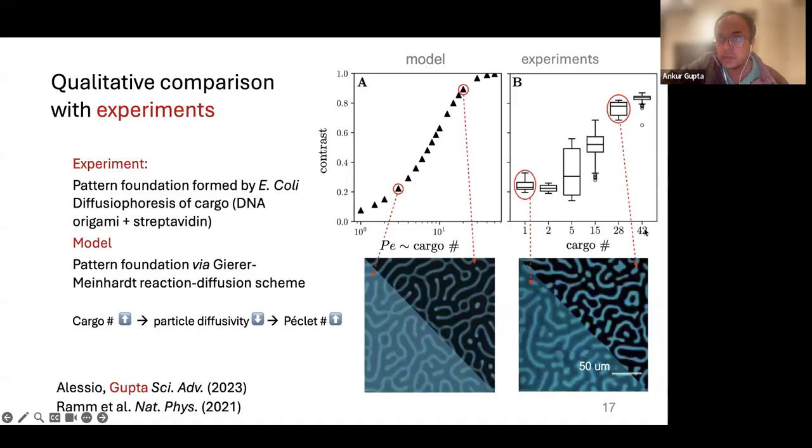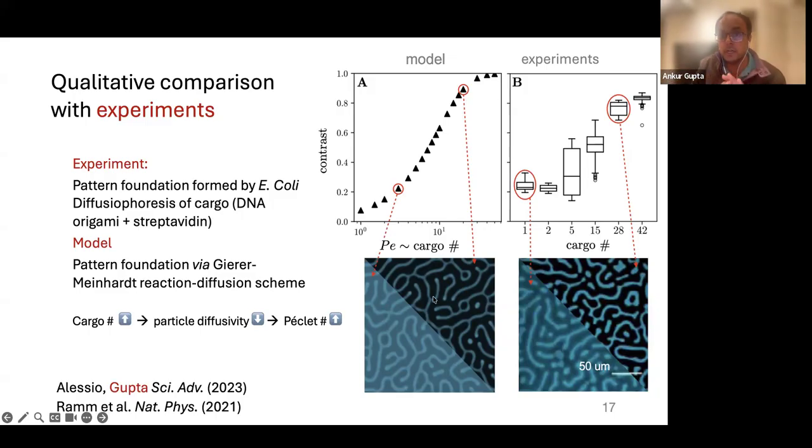So they increased cargo number in their experiments, and they showed this increased contrast between the foreground and the background. When you increase cargo number, the particle, which is the DNA origami, the diffusivity goes down because bigger particles have lower diffusivities. So the Peclet number goes up, which is what we use in our simulation. And as you can see, the contrast increases again, also in our simulations.